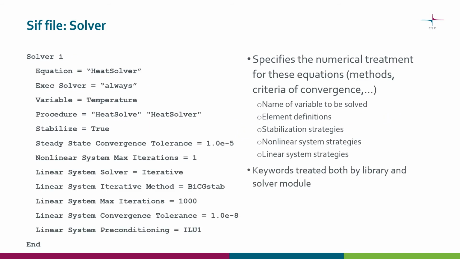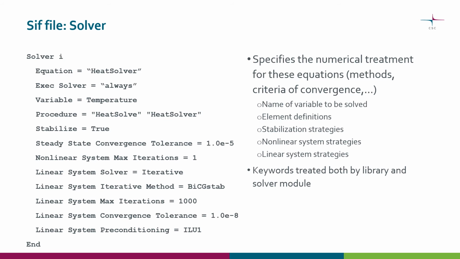The solver section includes stuff that is specific to each and every solver. So we have typically the name of the module where the solver lies in, the name of the variable that we want to solve for, maybe some stabilization techniques or other numerical techniques. We can have steady state convergence tolerances, steady state other keywords, or nonlinear system keywords. Here we assume that the system is linear and therefore only have one nonlinear system iteration and no tolerances.